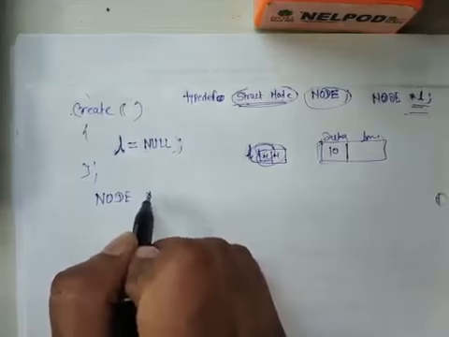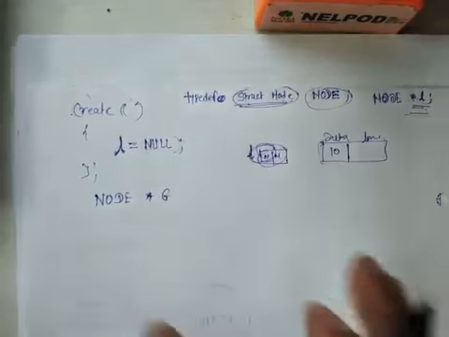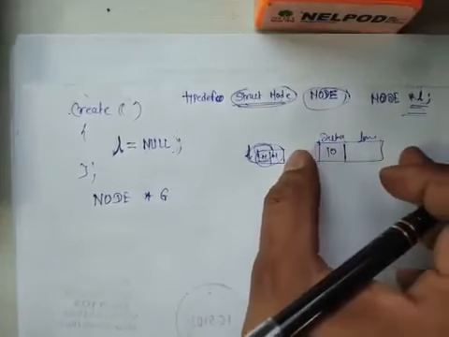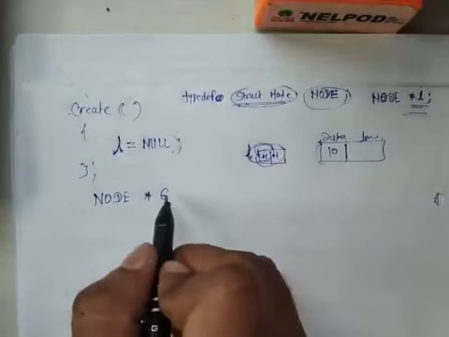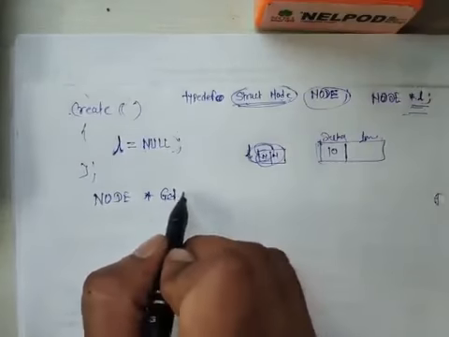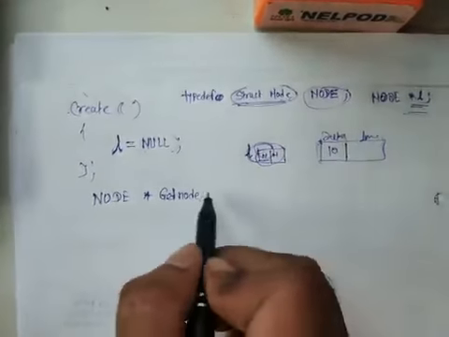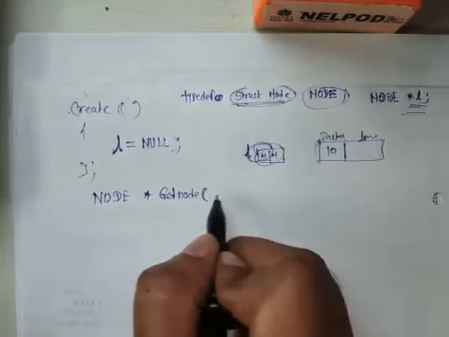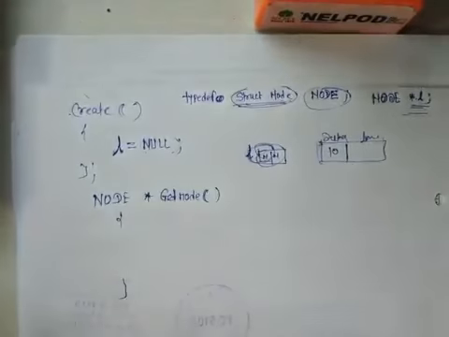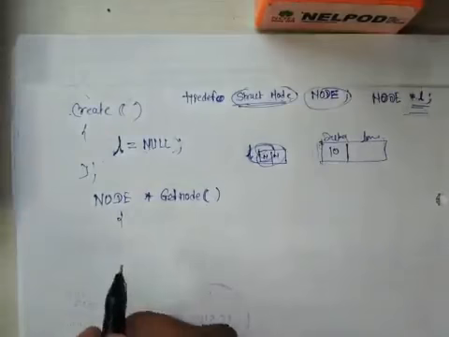node type pointer value. So I'm going to write the function which allocates memory for this node in computer memory. Okay, so getnode is the function which allocates memory for this linked list node, and that is at runtime.